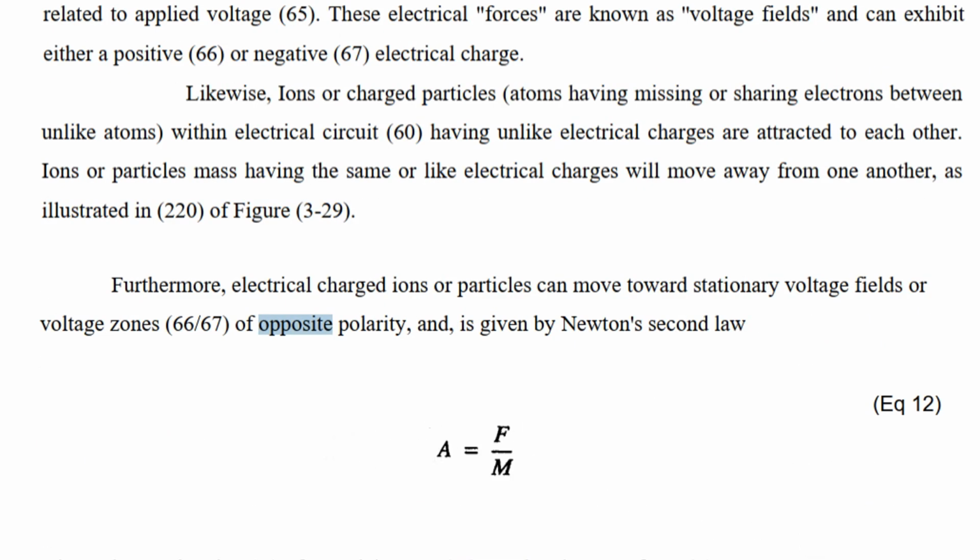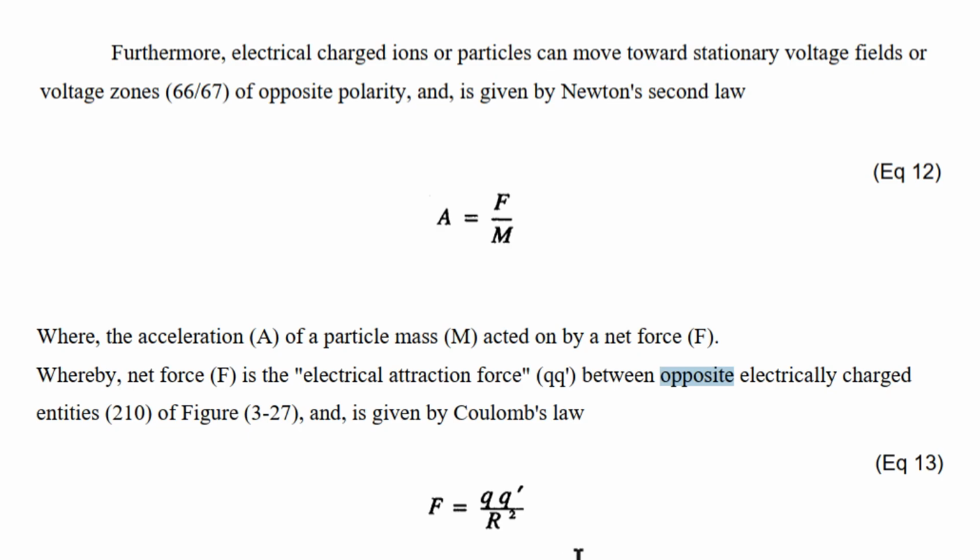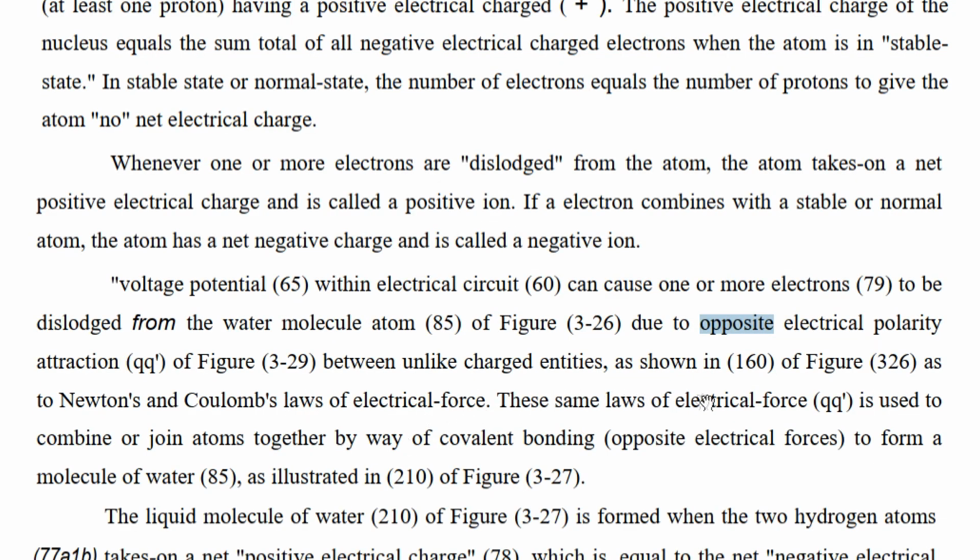Furthermore, electrical charged ions or particles can move towards stationary voltage fields or voltage zones of opposite polarity. Pretty simple, guys. Equal opposite polarity pulses is what's needed here. That is the pinnacle of what we're trying to achieve here. With acceleration of a particle mass acted on by a net force, whereby net force is the electrical attraction force between opposite electrically charged entities. Voltage potential with an electrical circuit can cause one or more electrons to be dislodged from the water molecule atom due to opposite electrical polarity attraction.